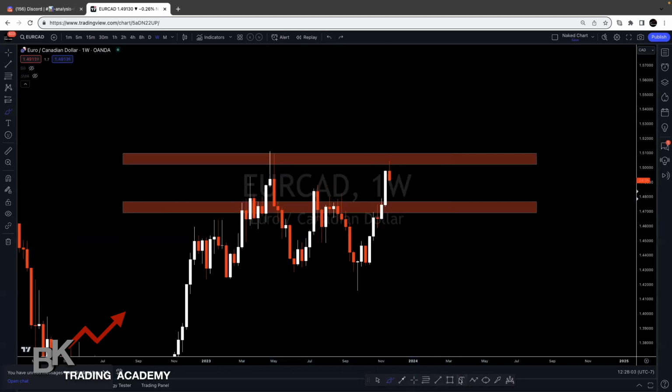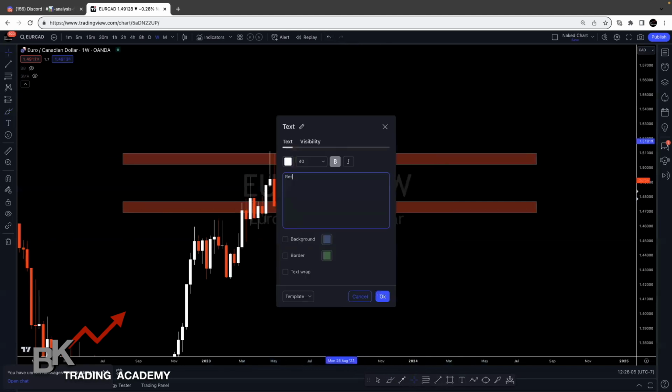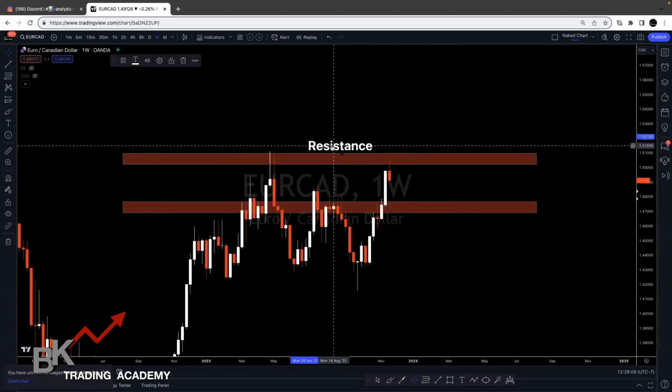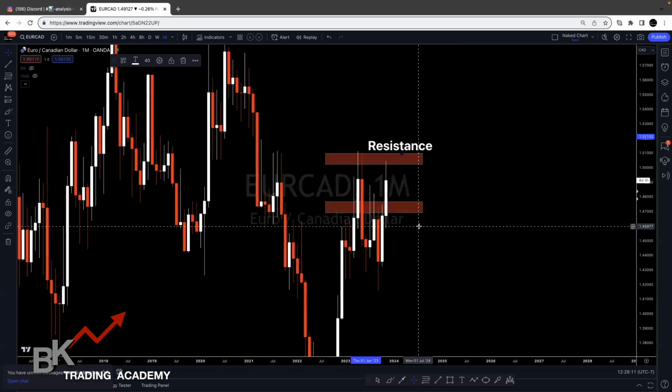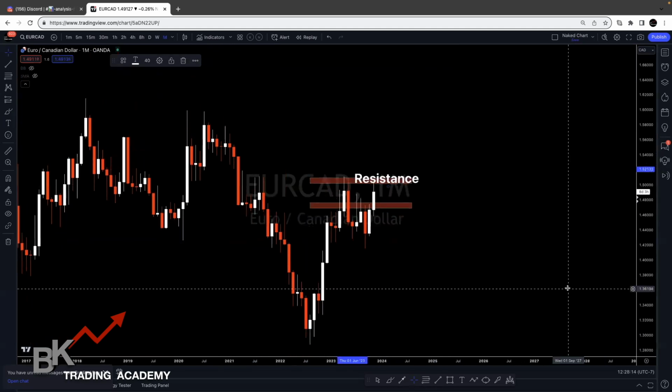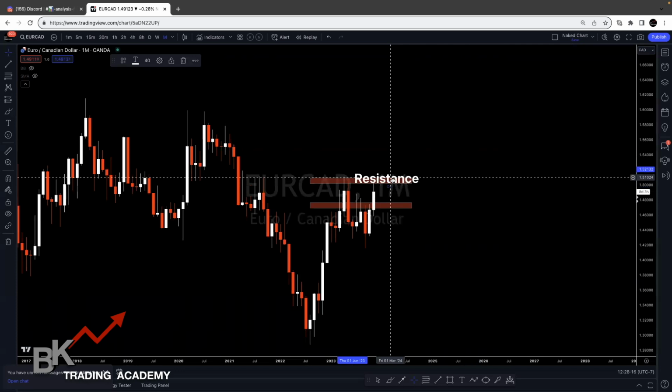So you will see right here, this is acting as our resistance on the weekly. So if we were long-term swing traders, for example, we would have been paying attention to the monthly, and we also would have been paying attention possibly to the weekly. So if we wanted to hold this trade for maybe a couple weeks, we would have traded this uptrend here.